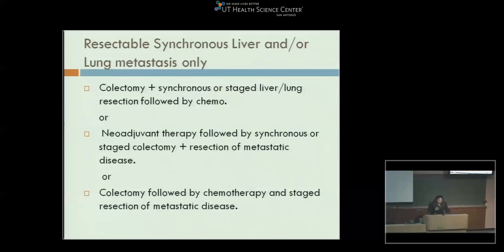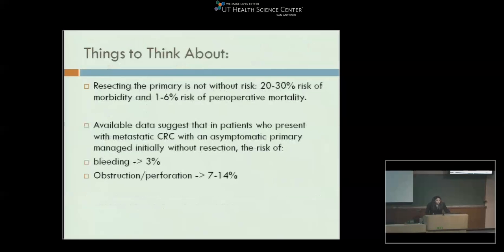So that's why I mentioned things to think about. Resecting the primary is, of course, not without risk. There's a 20 to 30% risk of morbidity associated with it, as well as a 1 to 6% risk of perioperative mortality. You have to have this in mind, because if there are complications postoperatively, this will delay the patient receiving chemo after this.